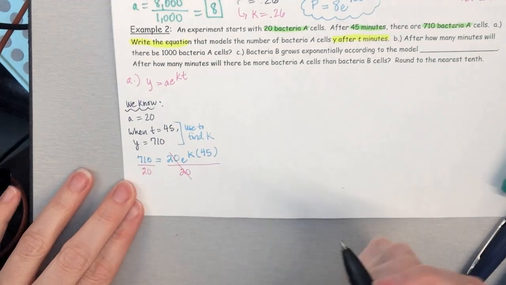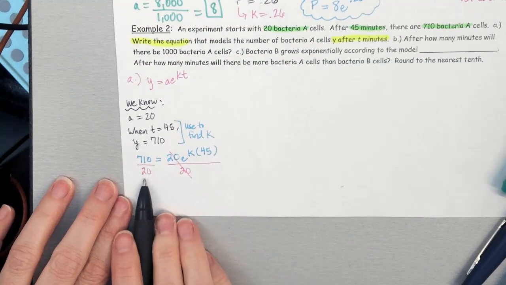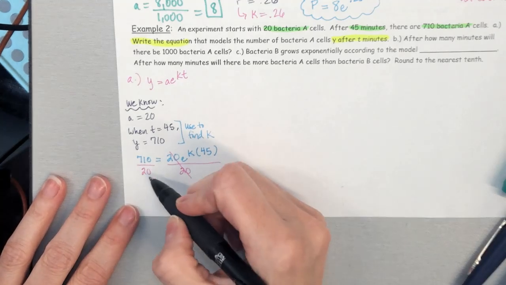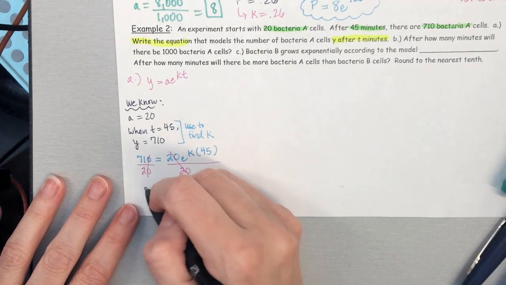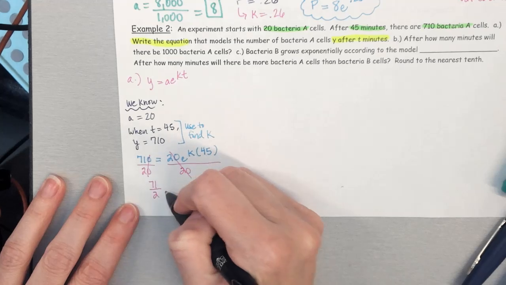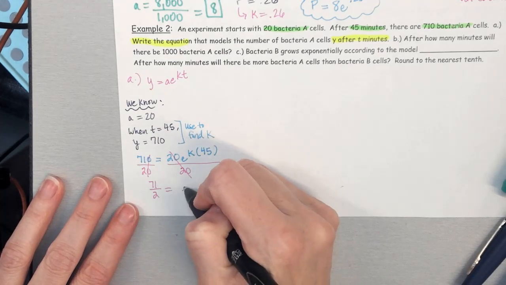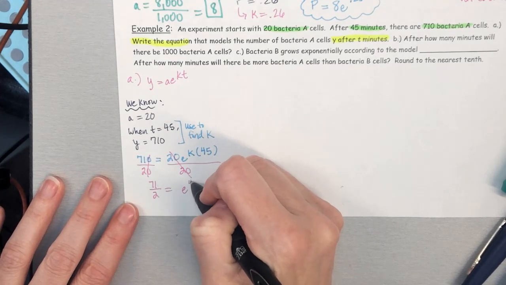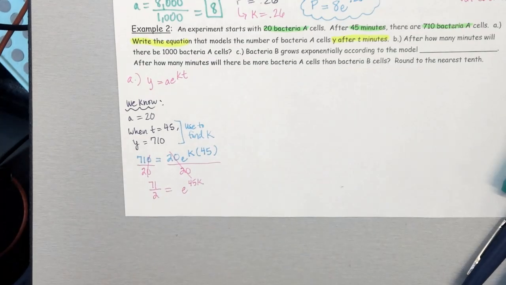And then if you remember from last week, if you can simplify this, you will. Like I know if I divide them by 10, those cancel out. And that just helps me work with some smaller numbers there. K times 45 is the same thing as 45K, so I'm going to write it like that.